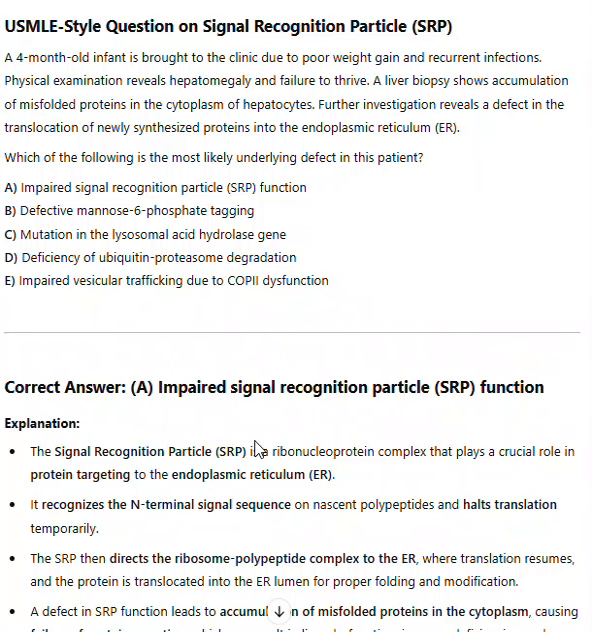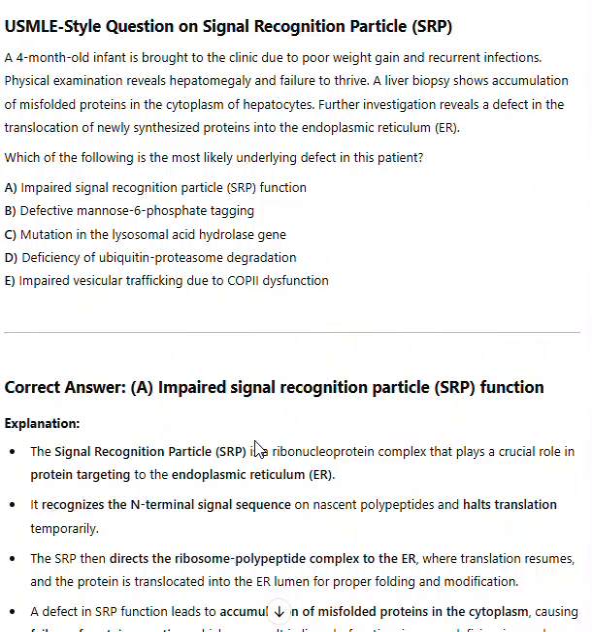A. Impaired signal recognition particle SRP function. B. Defective mannose-6-phosphate tagging. C. Mutation in the lysosomal acid hydrolase gene. D. Deficiency of ubiquitin proteasome degradation. E. Impaired vesicular trafficking due to COPI dysfunction. Correct answer: A. Impaired signal recognition particle function.